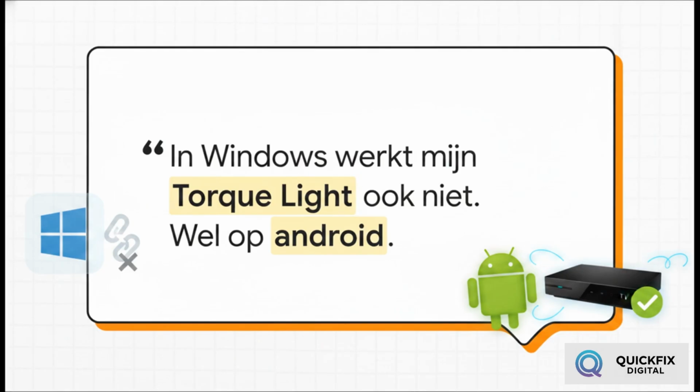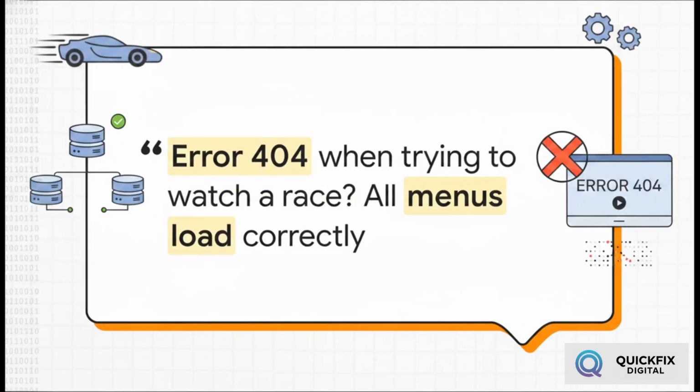So if you're running this on a PC and you hit a wall, don't panic. This is a known issue. Android TV boxes are definitely the preferred hardware for this build. And this brilliantly illustrates another super common scenario. We had a user, Nev, report that all their menus loaded perfectly fine, but they kept hitting an error 404 when they actually tried to watch a race. Keep in mind, a completely flawless installation doesn't guarantee every single stream link will be live 24/7. That's just the nature of live streaming, right?